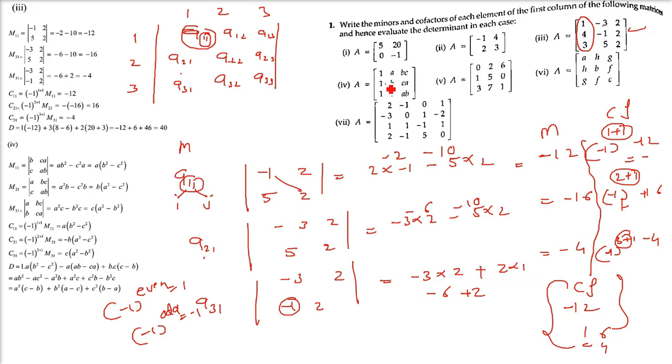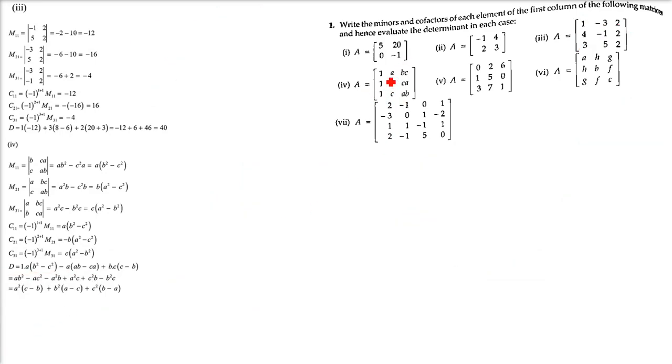Now the determinant can be computed easily. 1 into minor plus 4 into minor plus 3 into minor, or -4 you have to use in minor. In cofactor, 1 into cofactor plus 4 into cofactor plus 3 into cofactor, right? Let us take the fourth one now. So we are taking the fourth one.